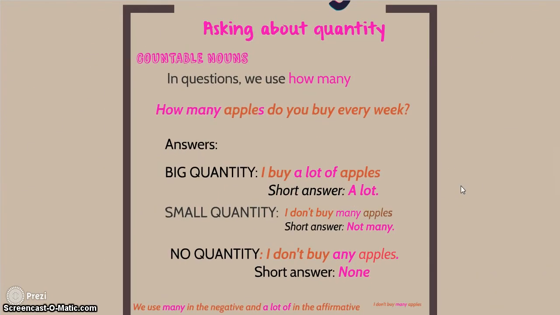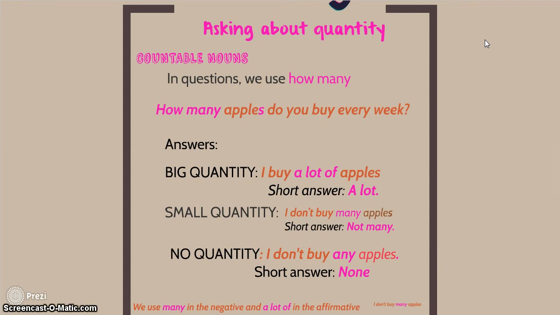So, how do we ask about quantity? ¿Cuántos, cuántas, cuánto? In English, we use how many to ask in questions. For example, how many apples do you buy each week? We have 3 possible answers. If we speak about a big quantity, mucho, muchos, muchas, mucha, we use a lot of. For example, I buy a lot of apples. How many apples do you buy every week? I buy a lot of apples.